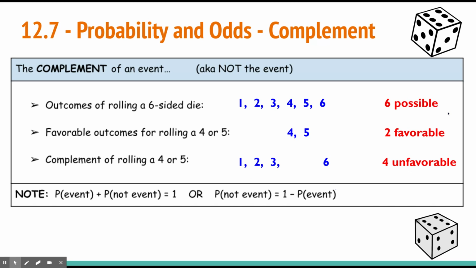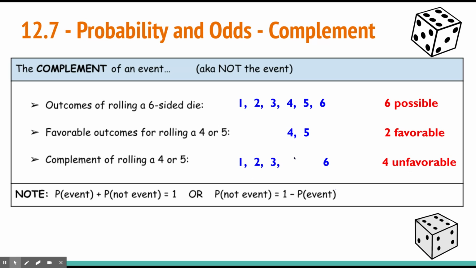Now, something to look at down here at the bottom of this slide. If you take the probability of an event and you add that to the probability of its complement, you're always going to get 1, because you're saying I either want something or I don't want something, but that's everything that can happen. You either want it or you don't. If we rewrite this a little bit and solve for our not event, we can subtract the probability of the event from 1 to get the probability of our not event.